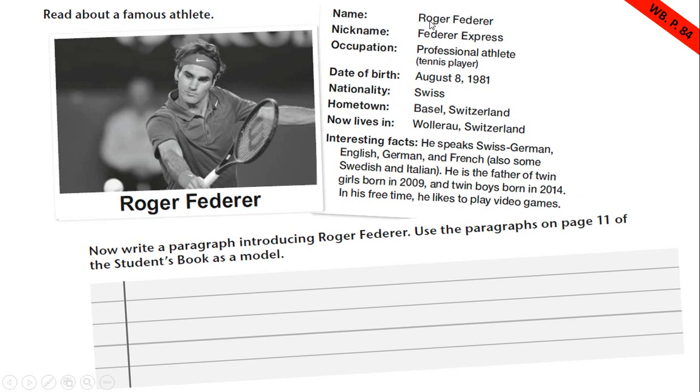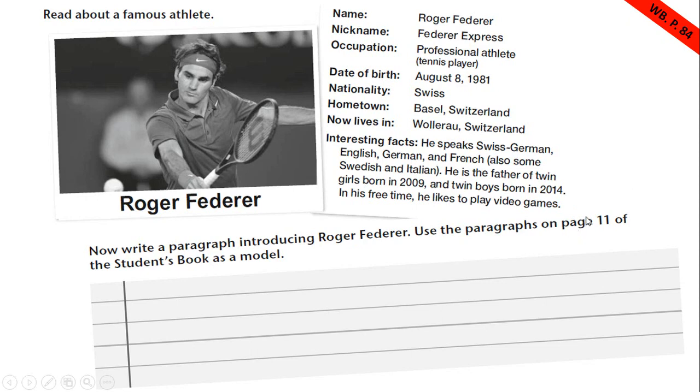His name is Roger Federer. And his nickname is Federer Express. And his occupation is professional athlete. Now, what is needed here? Now write a paragraph introducing Roger Federer. I need to write a paragraph in which I introduce this player. So I will say this is Roger Federer. Everyone calls him Federer Express, like we did in the exercise.